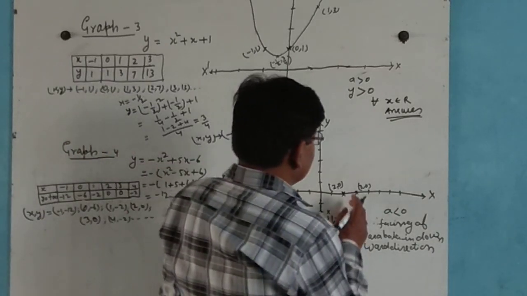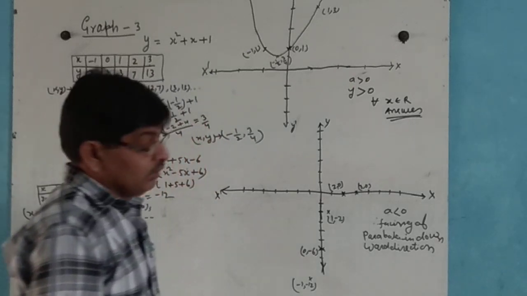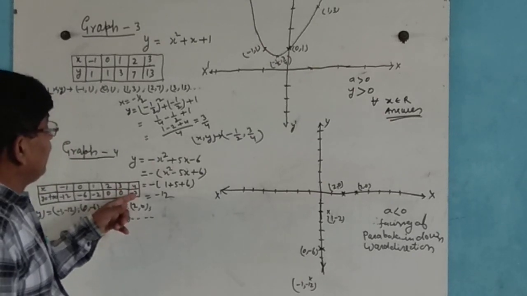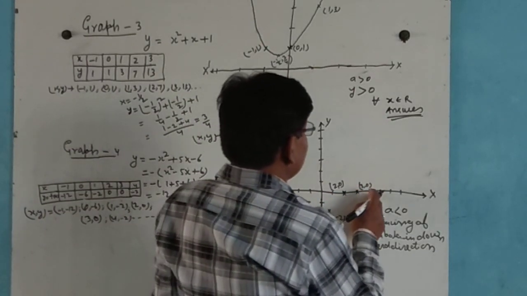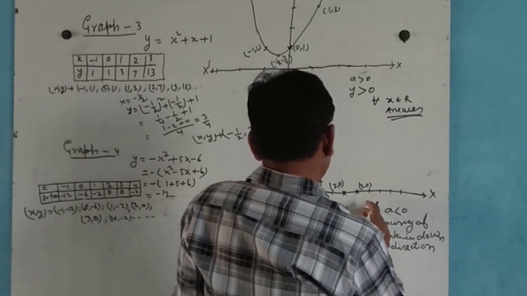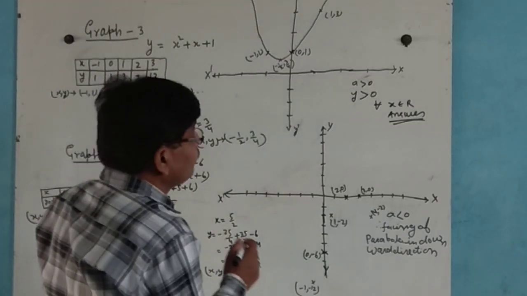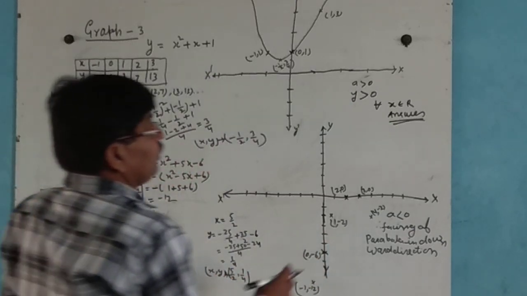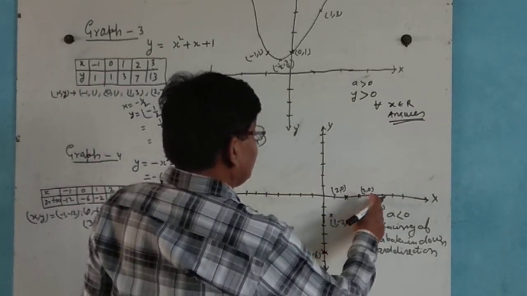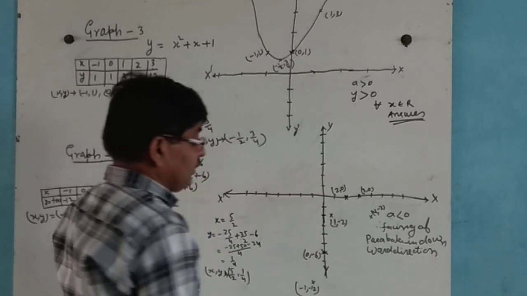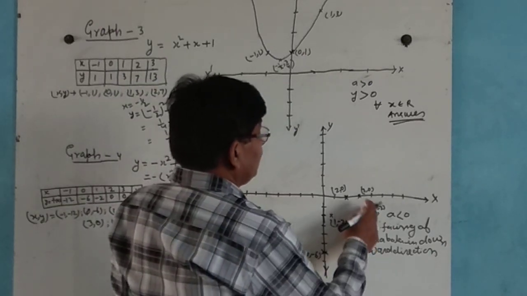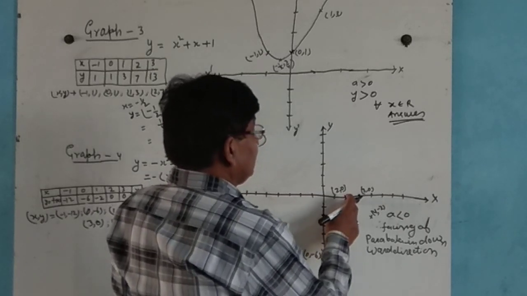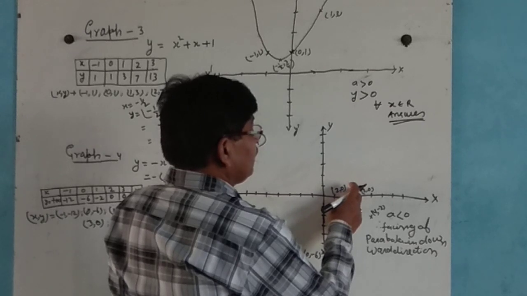In this case, now we plot another point (4, -2). 1, 2, 3, 4, and -2. It means that our curve passes through this point, this point, this point, this point, this point, and here. But it goes in the upward direction.